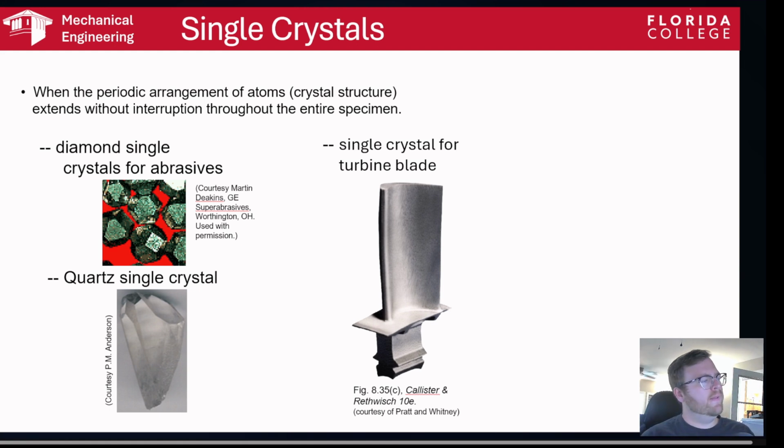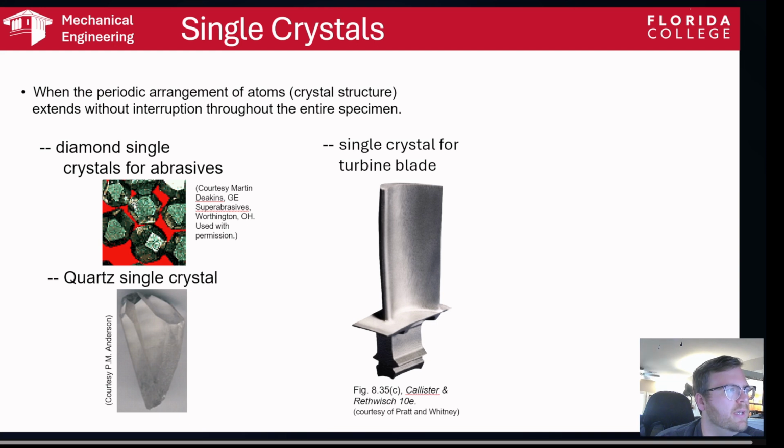Okay, so now we're going to be getting into a small discussion of crystals. So single crystals first. Single crystals, on the macro scale or even on the micro scale, occur when the periodic arrangement of your atoms extends without interruption throughout the entire specimen. So this quartz single crystal is all one giant crystal. That means I can move one unit cell anywhere I want through the whole single crystal, and I will still have the same arrangement of atoms, right?